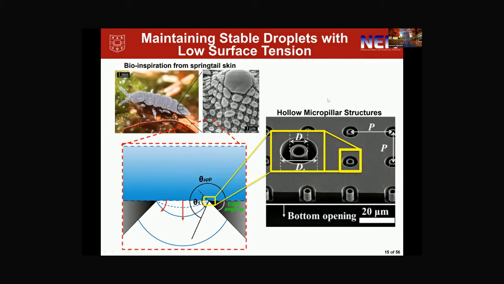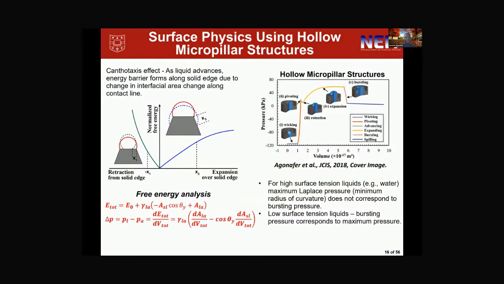And so from this, we designed these hollow micropillar structures in order to stabilize low surface tension microdroplets. The way this works really comes from the Gibbs effect, also called the Gibbs pinning effect. The idea is that as liquid advances along a solid edge, there's a change in the interfacial energy along the contact line.